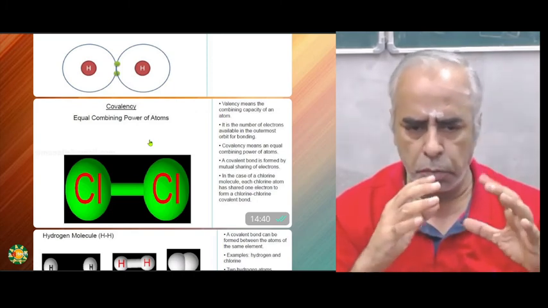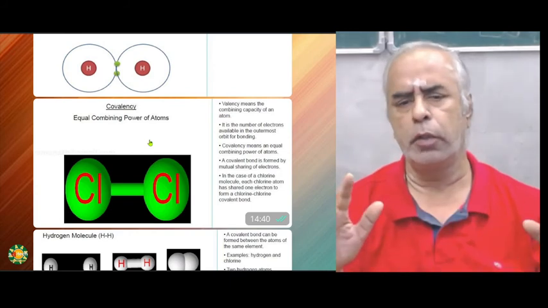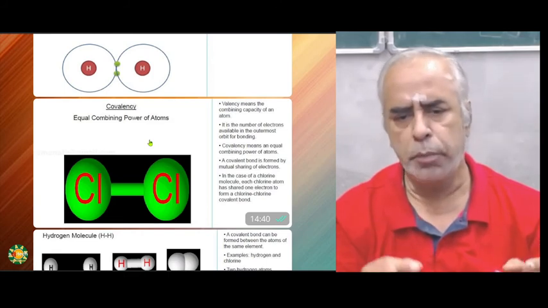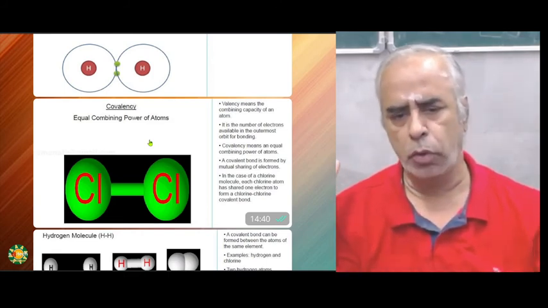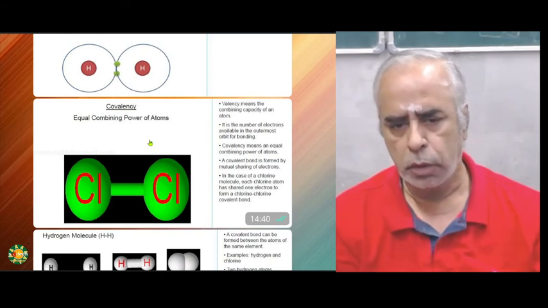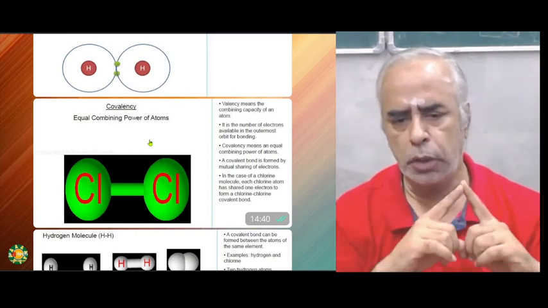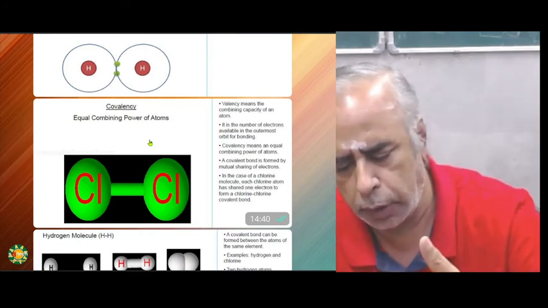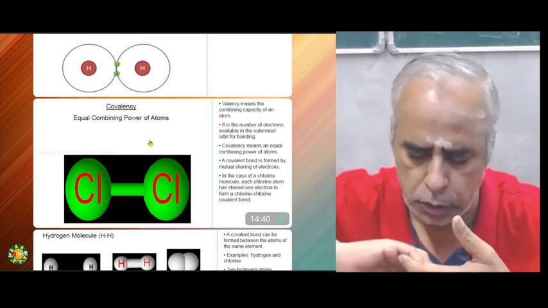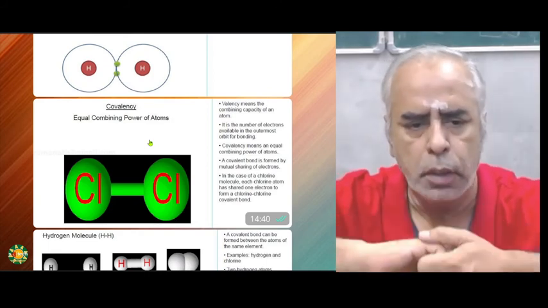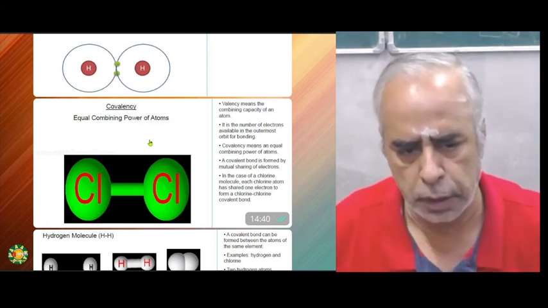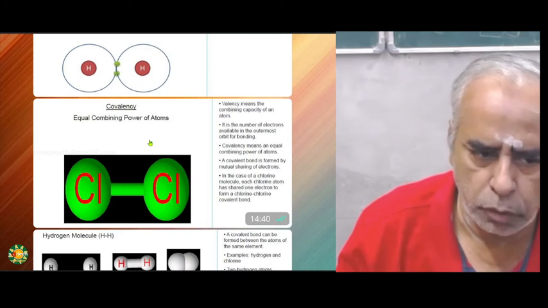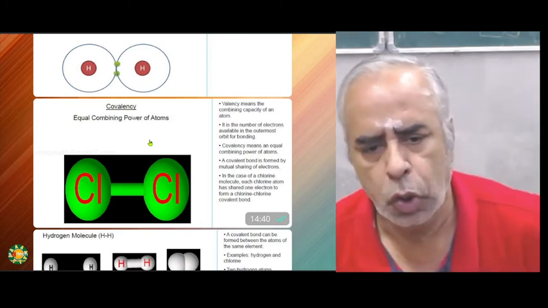For example, what is a covalent bond? When you are asked this question directly, you can also directly answer. It is a mutual sharing of electrons. Please make a note of it. What is a covalent bond? It is formed by the mutual sharing of electrons. Mutual sharing means what? This chlorine will say, I will give one electron. This chlorine will say, I will give this electron. So that we will have some common combining tendency, so that we can enjoy mutually. Sharing mutually. Do you understand this point? So this is called covalency.